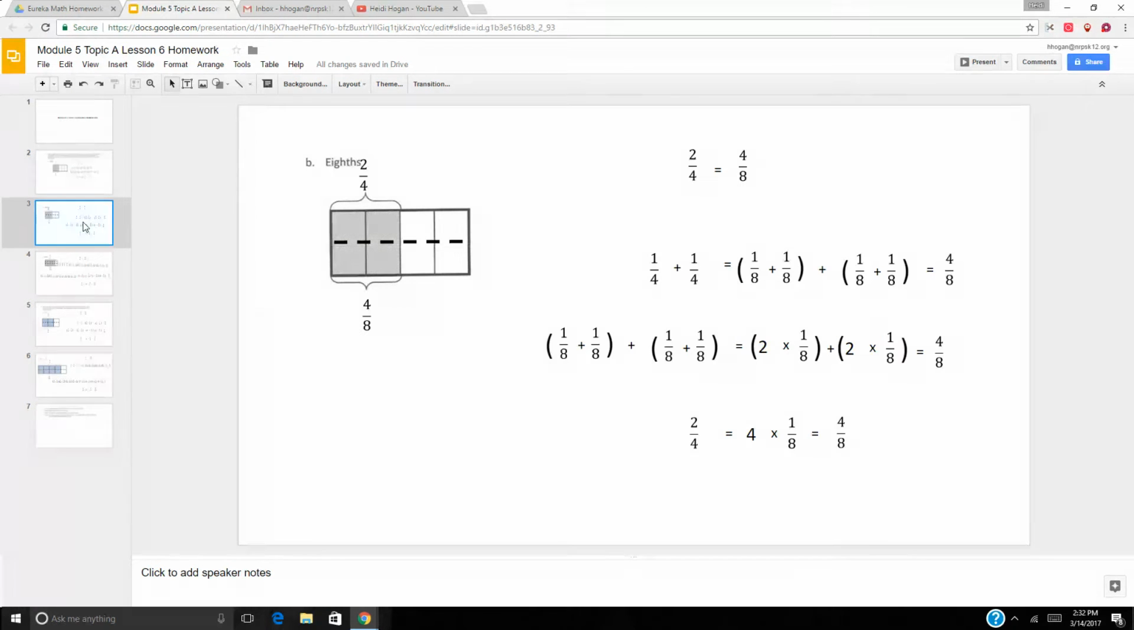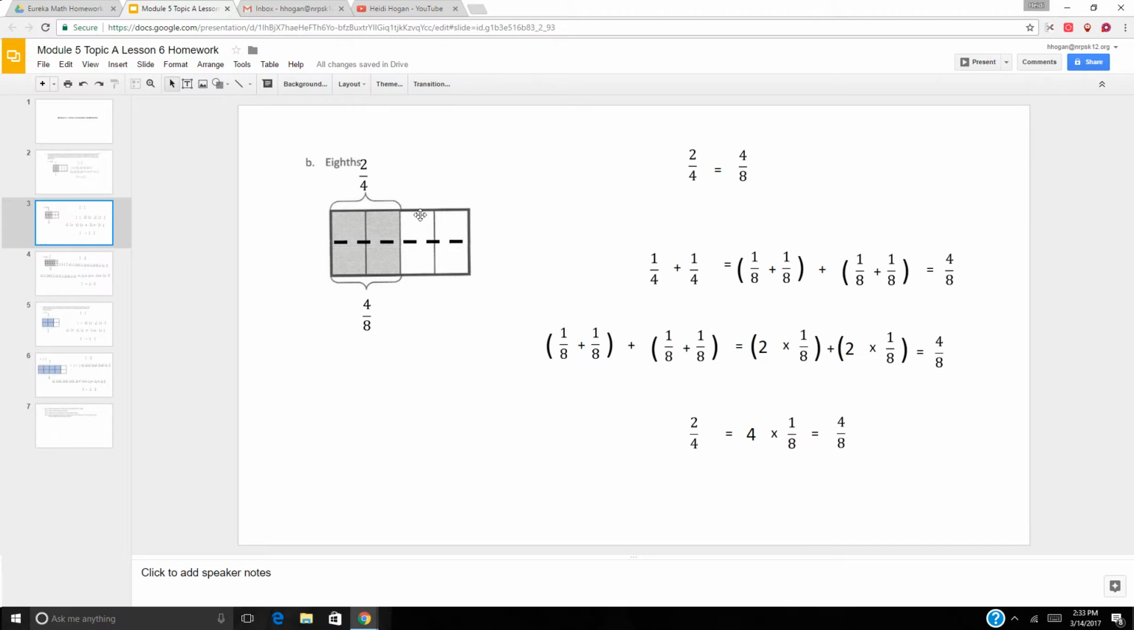Okay, so it's kind of combining everything that you've done. So they have not told us what this fraction is. So 1, 2, 3, 4. We know it's fourths, and 2 of them are shaded. So that's 2/4. And they want us to say, well, how many eighths does that equal? So we have to draw a horizontal line to divide each fourth in half, and then we'll have 1, 2, 3, 4, 5, 6, 7, 8.